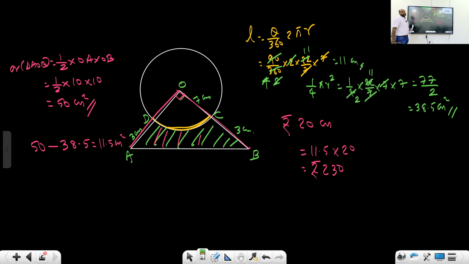Draw the diagram. We did this question in descriptive. Am I right? Question number 6th one.